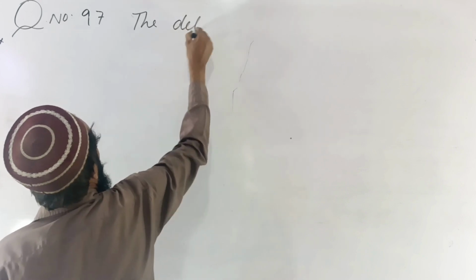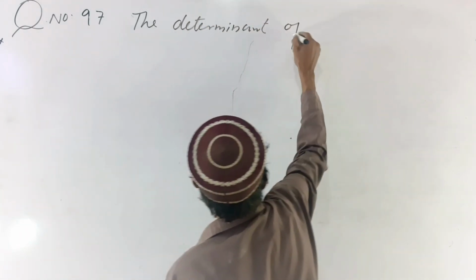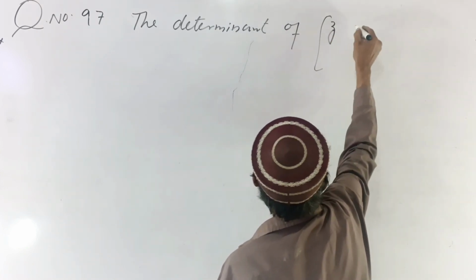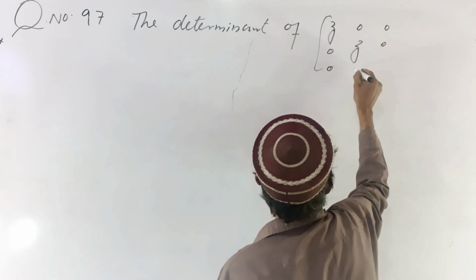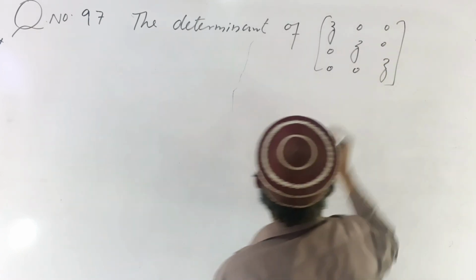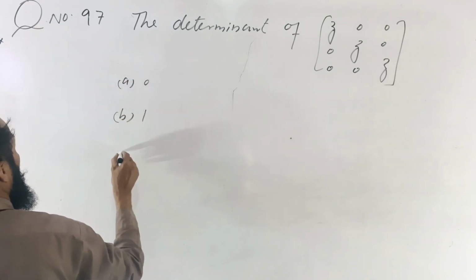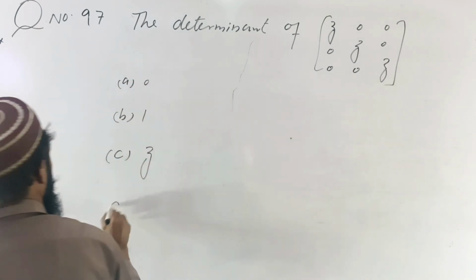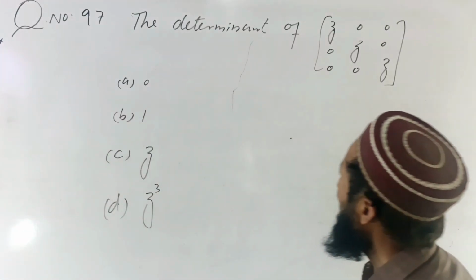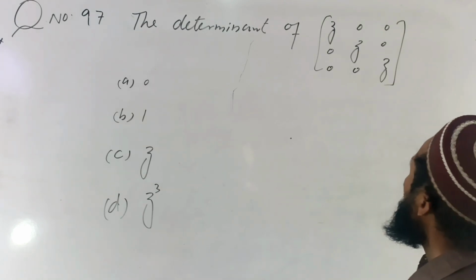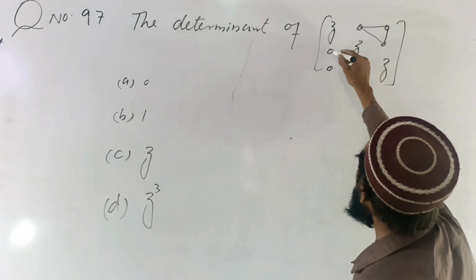The determinant of the matrix with z, 0, 0, 0, z, 0, 0, 0 and z. What is the answer here? A is equal to 0, B is equal to 1, C is equal to z, and D is equal to z cube. If we take it, all the other values in the upper triangle and lower triangle are 0 here.